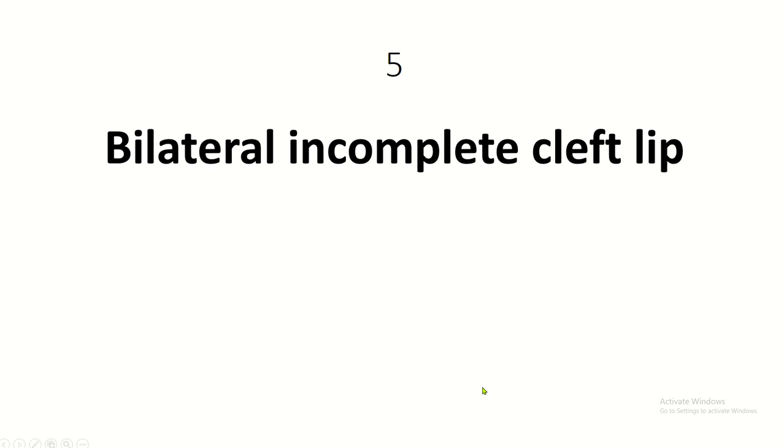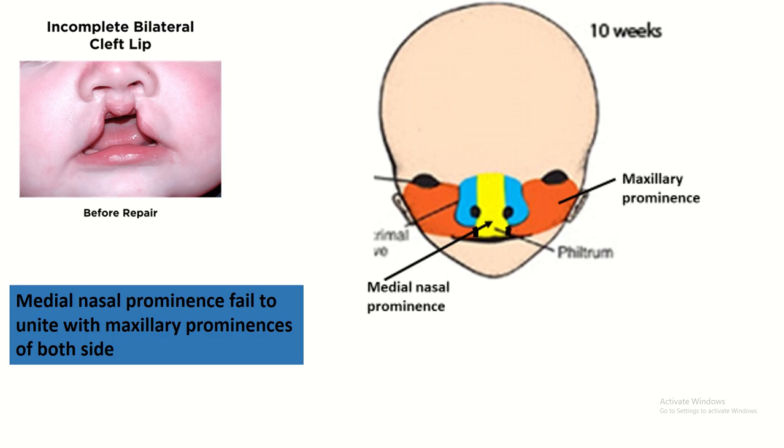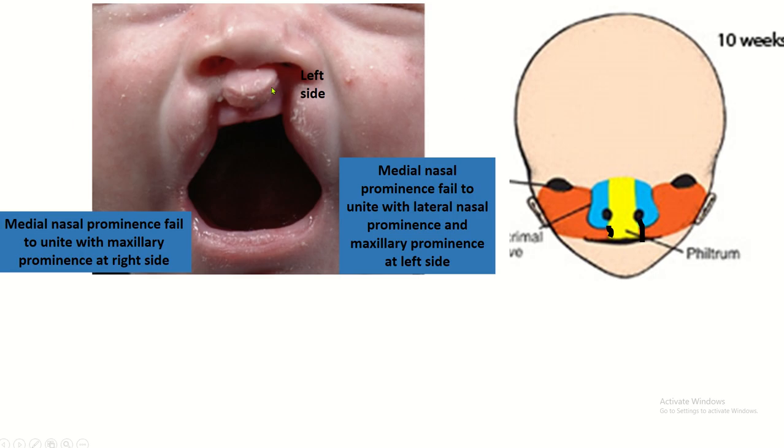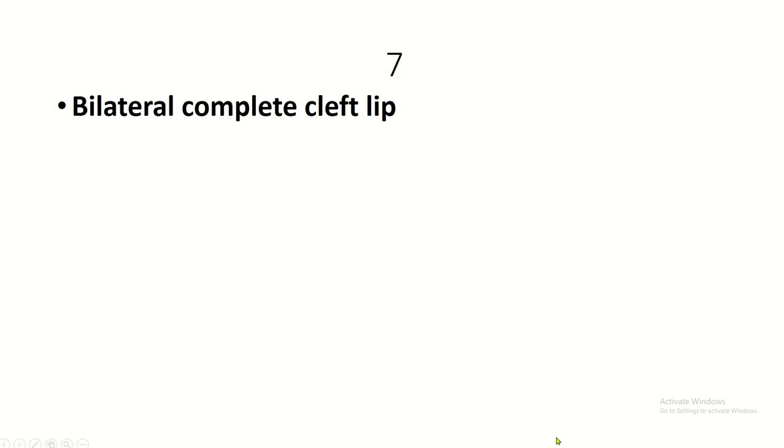Bilateral incomplete cleft lip. You see, part of the medial nasal prominence failed to fuse with the maxillary prominence bilaterally. Bilateral complete and incomplete cleft lip. Here in the left side, the medial nasal prominence failed to fuse with the lateral and maxillary prominence, but in the right side, part of the medial nasal prominence failed to fuse only with the maxillary prominence.